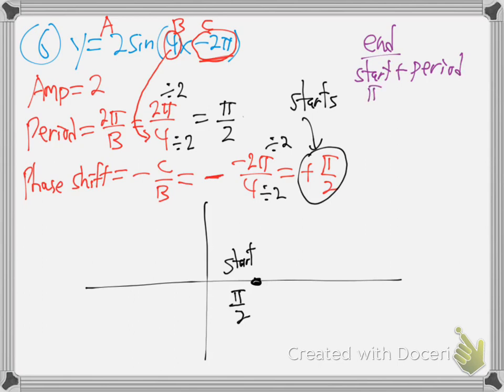So it starts at pi over 2. The period is also pi over 2. Pi over 2 plus pi over 2? Yeah, because it's 1 pi over 2 and 1 pi over 2. It's 2 pi over 2, which is just pi because the 2's cancel. Is that good to there?